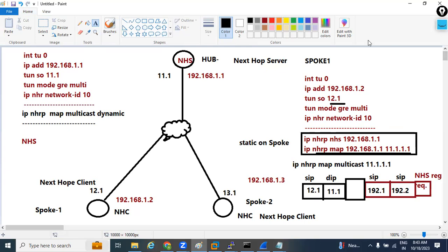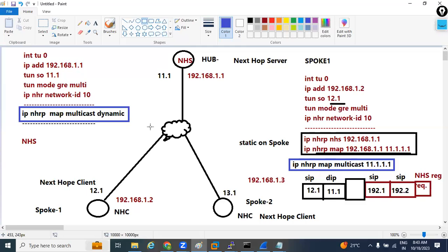These two more commands, that's it. This is for the multicast traffic. One is on the spokes and this is on the hub. But yesterday we have seen multiple commands, right? So this is the dynamic.